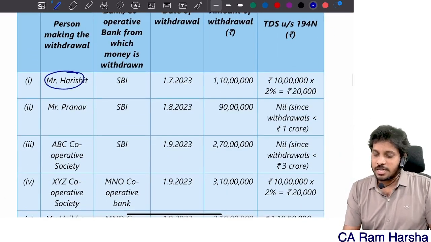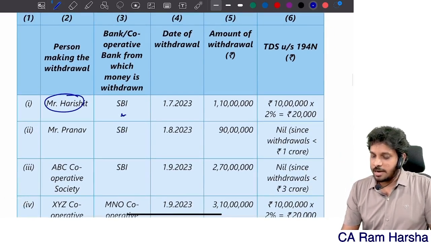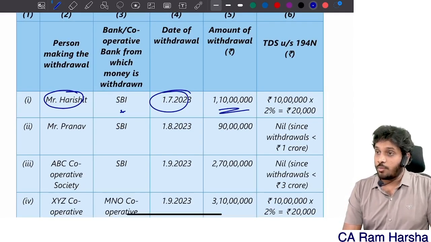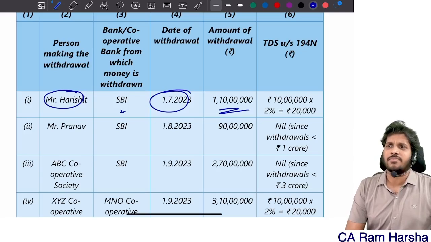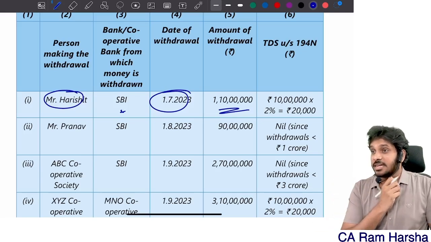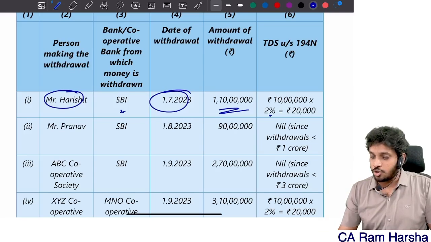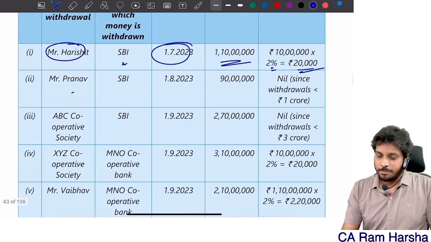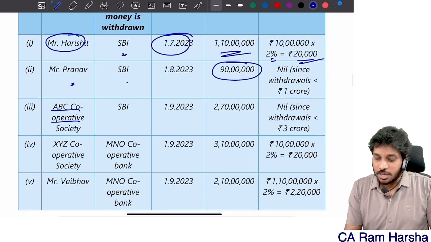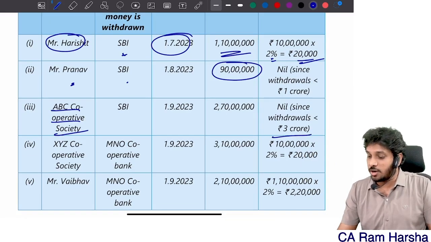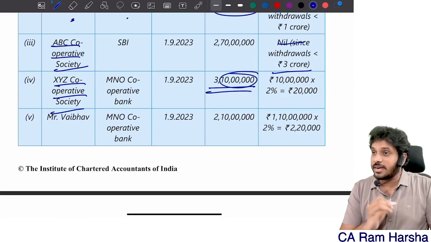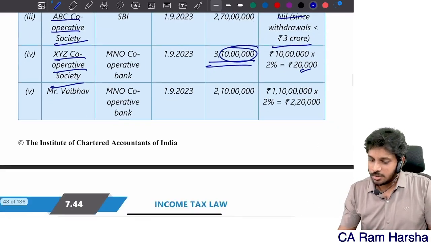Now the first one, Mr. Harshit, State Bank of India, on 1st July. How much did he withdraw? 1 crore 10 lakh. By the way, this limit is per annum. He has filed returns. So 1 crore crossed. 10 lakhs into 2%, how much? Pranav, SBI, 90 lakhs. Since it is less than 1 crore, no TDS. ABC Cooperative Society. Society means up to 3 crore, no TDS. XYZ Cooperative Society, 3 crore 10 lakh. Only on the 10 lakhs, 2% TDS, 20,000.